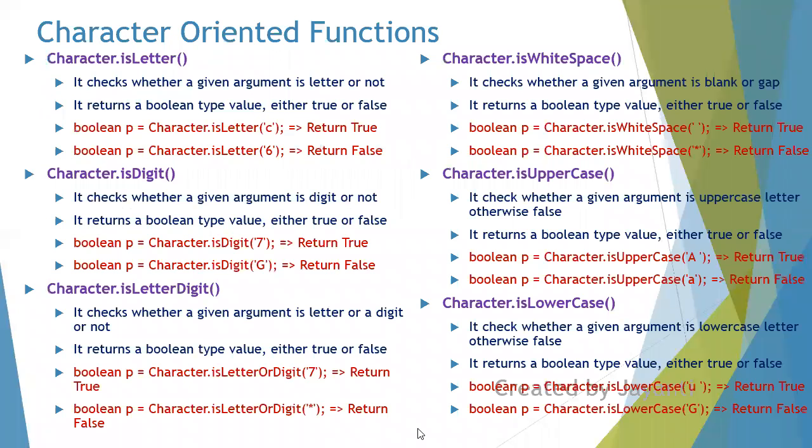Now let's understand the functions of the character wrapper class. Now this is a character wrapper class. So there is a function. We have done these types of functions in the string chapter, if you recollect. There is a function called isLetter. isLetter means it is going to give you a boolean value, true or false.